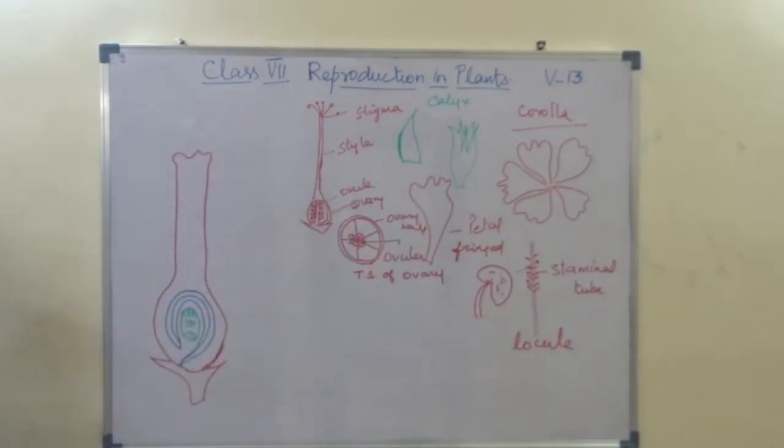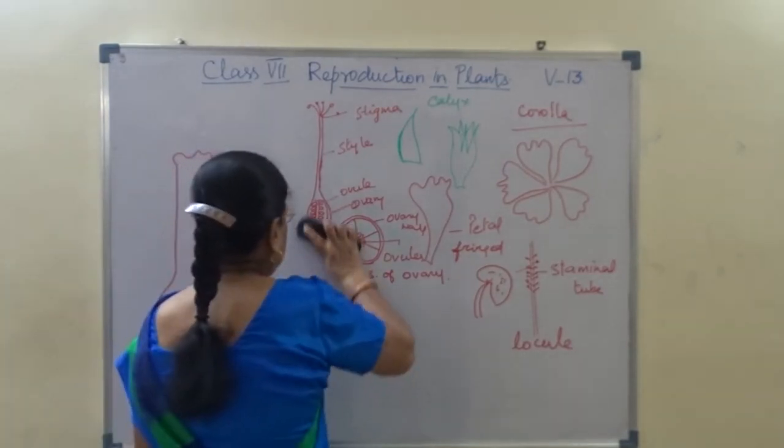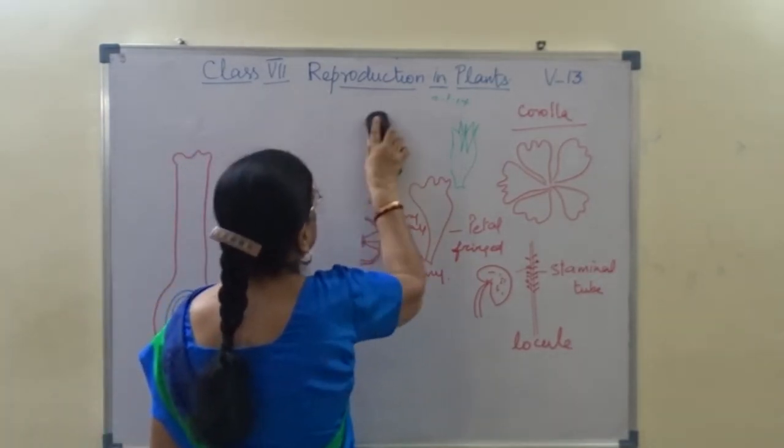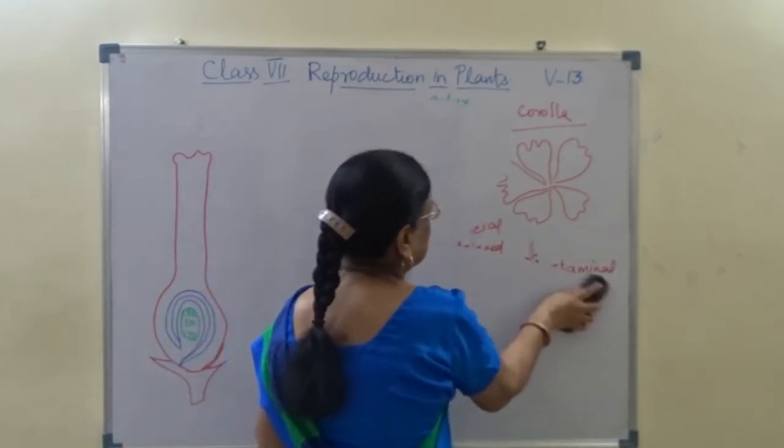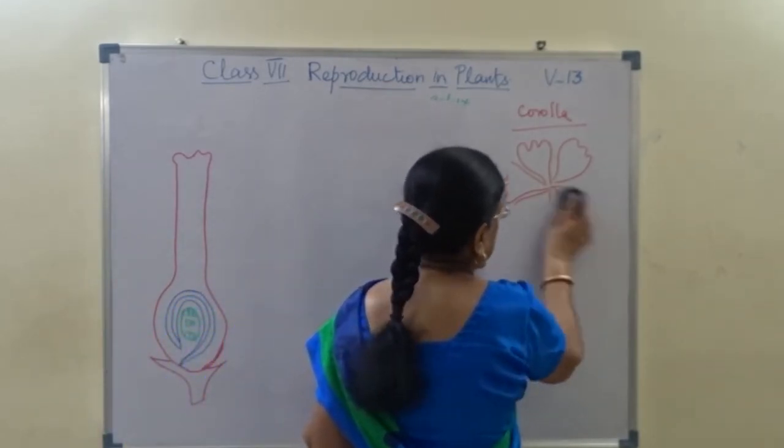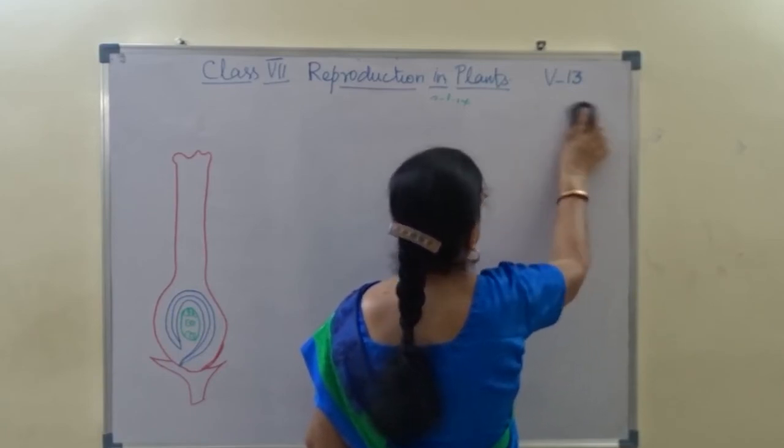Yeah. Now the next event in flowering plants, the next process of sexual reproduction, is pollination and fertilization.